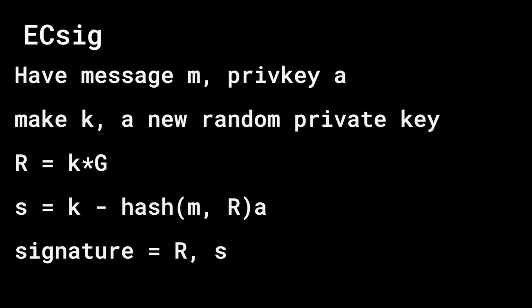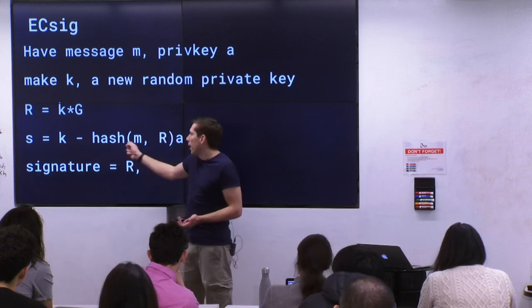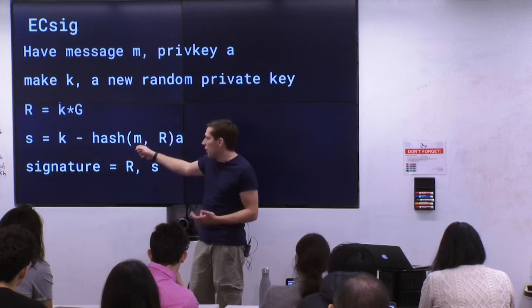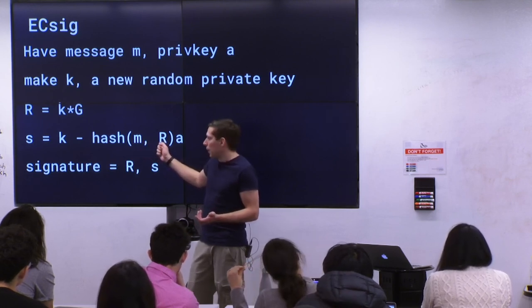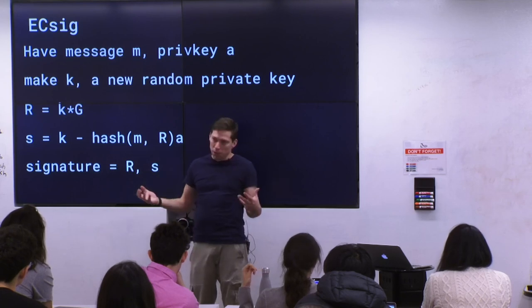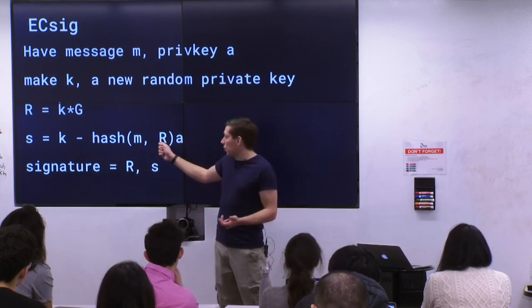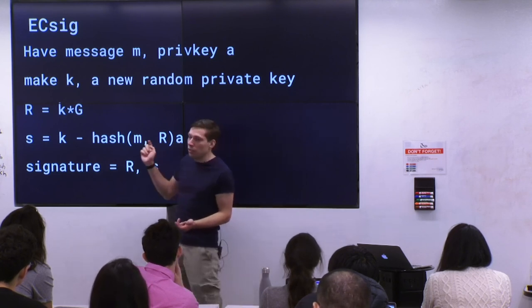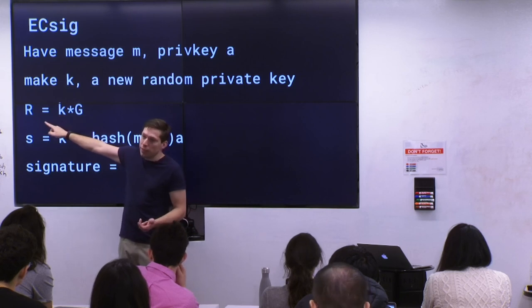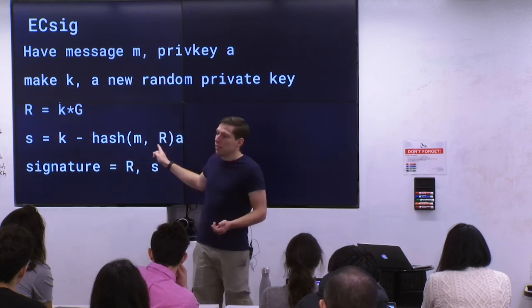This is a bit much to process, but it's actually not too bad. This is a scalar, 32 bytes that you made up. The hash of the message is also going to be however long. This is 33 bytes, you concatenate them together, hash, and you end up with another 32-byte scalar. You multiply those two scalars. So the only elliptic curve operation here is calculating what R is. When you're actually calculating S, this is all just scalar, so it's very fast.